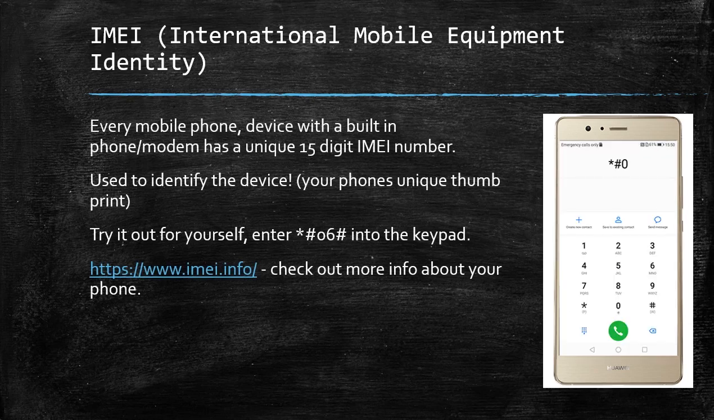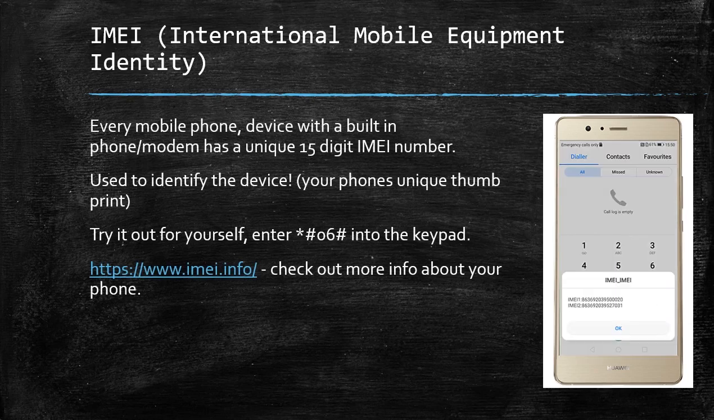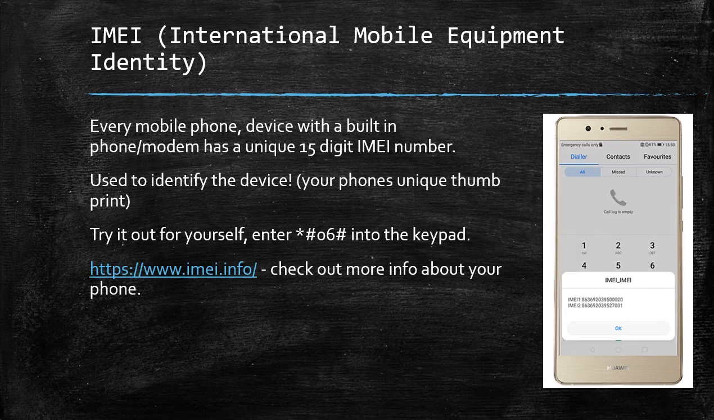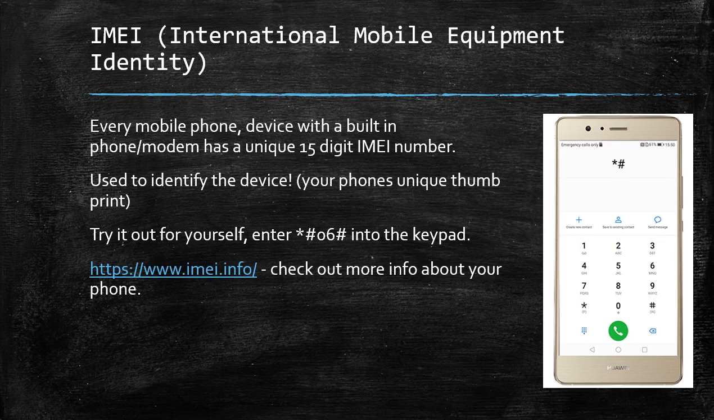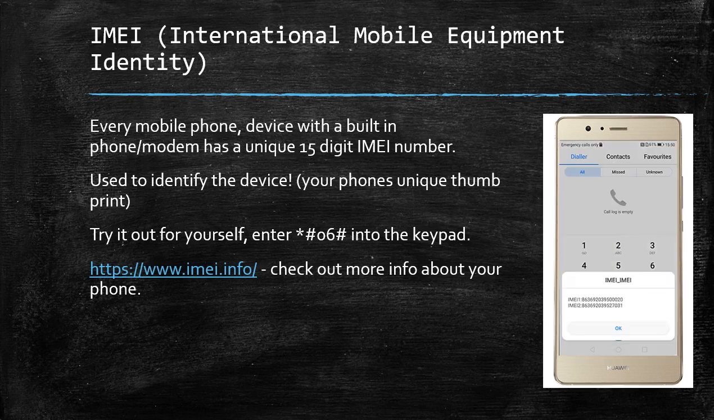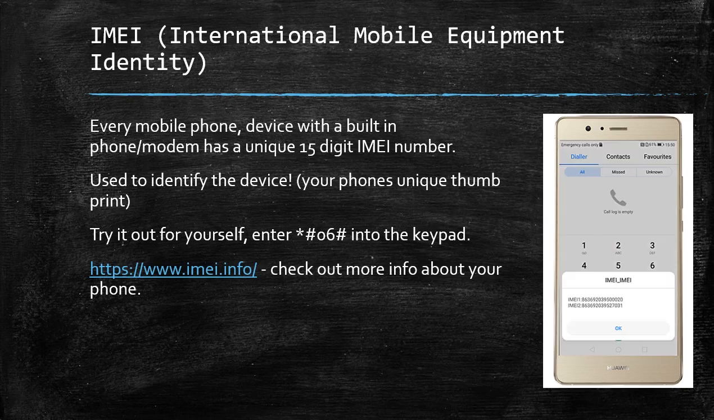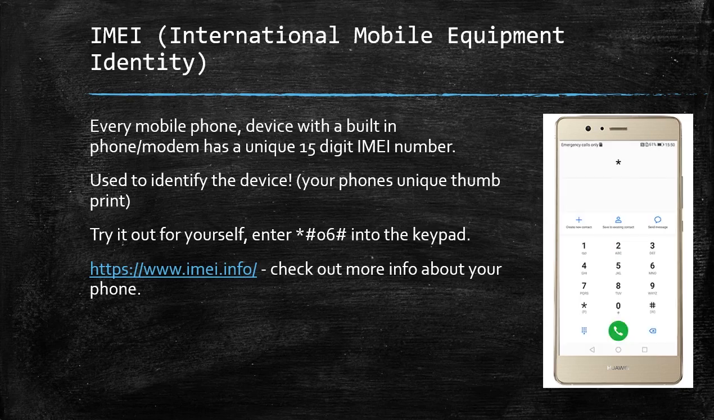So just remember that every mobile phone is unique, and every device with a built-in phone modem has a unique 15-digit IMEI number. This is used to identify your device. So I've used an analogy here. It says your phone's unique thumbprint. You can try it out for yourself. Type *#06# into your keypad and write this number down.